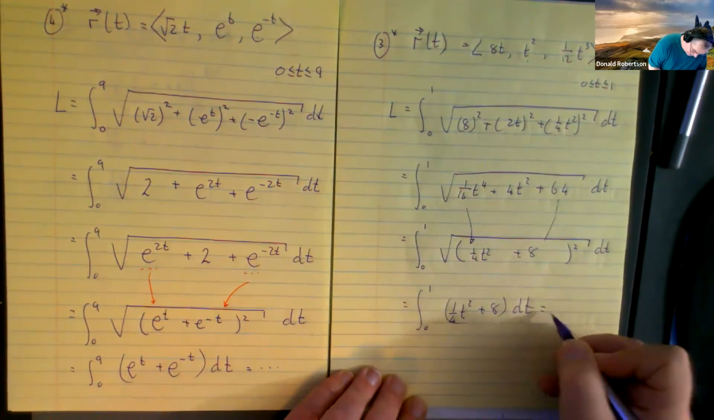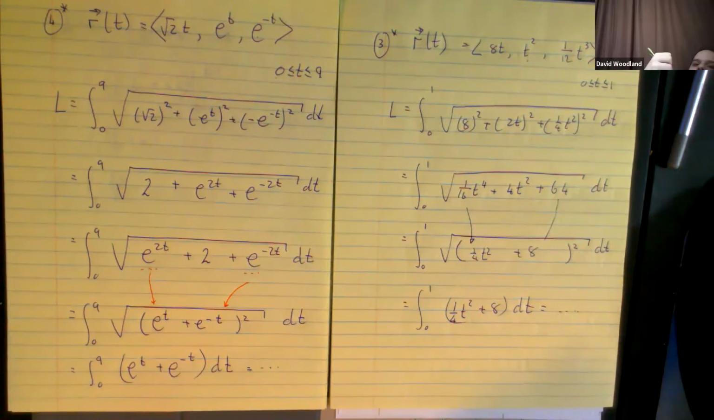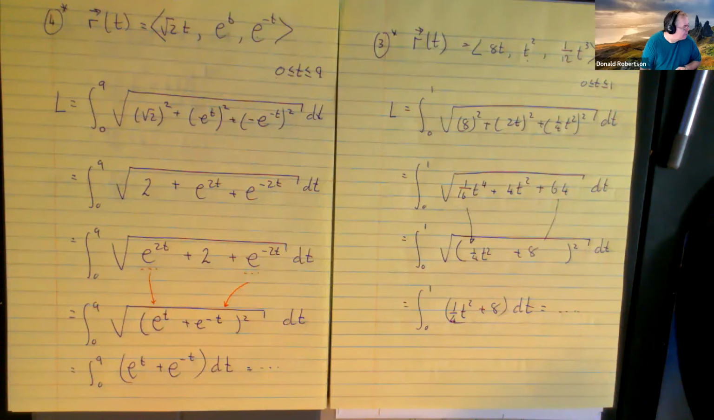dt. Can I just leave it there and you could finish that off anyway? It's a pretty straightforward integral. It's arc length, equation 5.